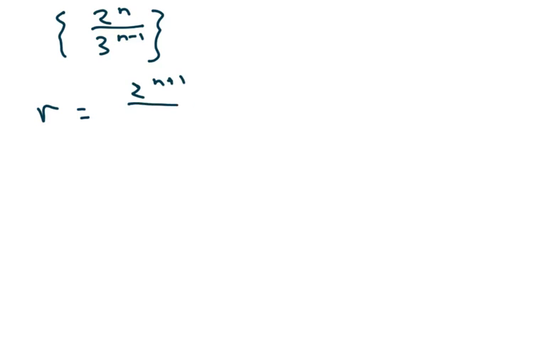And the last one we have is 2 to the n over 3 to the little n minus 1. So we know our ratio is going to be 2, our next term is going to be 2 to the n plus 1 over 3 to the n plus 1 minus 1 divided by our sequence 2 to the n over 3 to the n minus 1. And again, we're going to do the same thing we did last time.